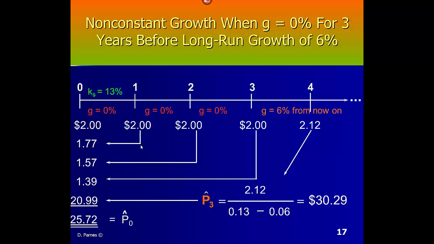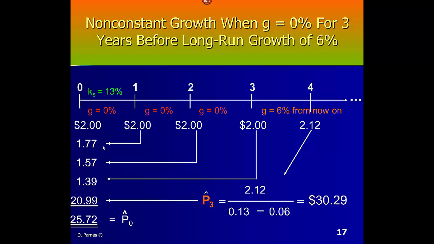D1, $2 divided by 1.13, you get 1.77. D2, $2 divided by 1.13 squared, you get $1.57. D3, $2 divided by 1.13 to the power of 3, you get $1.39. And also P3, the price of the stock in year number 3, which is $30.29, discounted to present time, divided by 1.13 to the power of 3, you get $20.99.